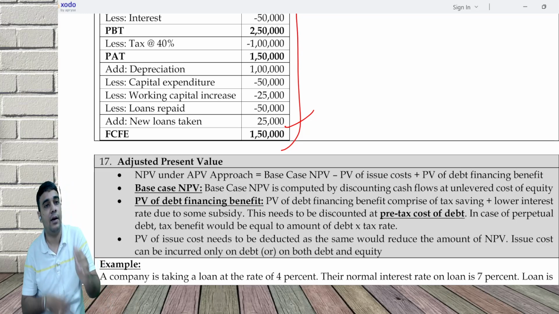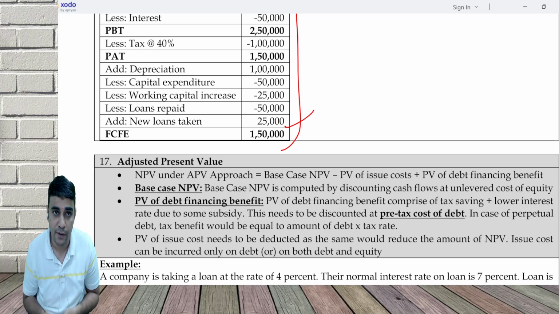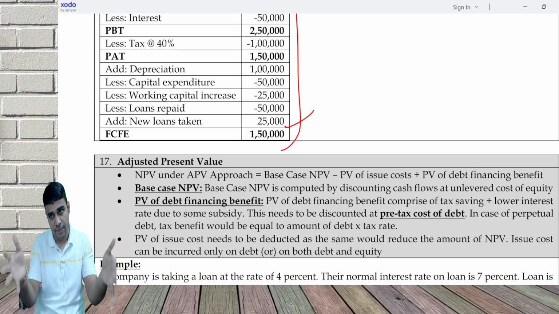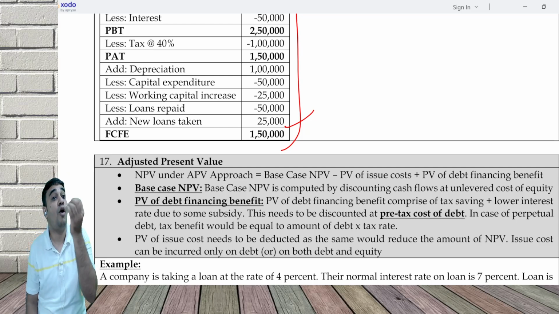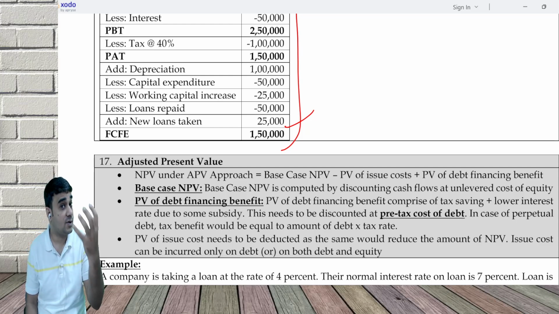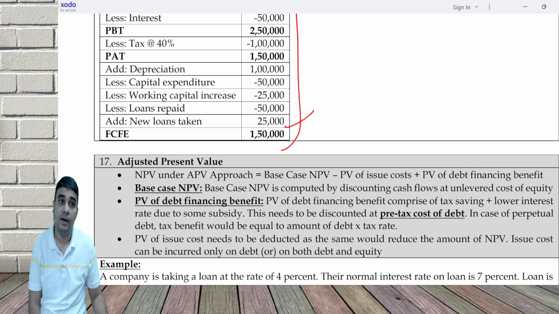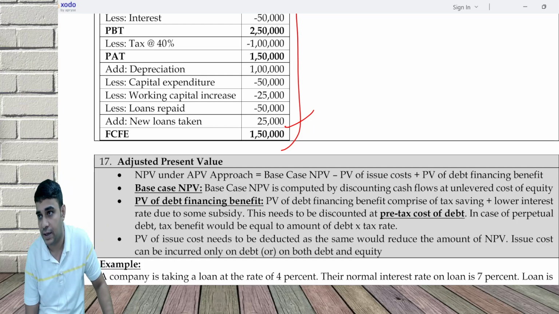Then they are saying, now I bring in the benefits of debt onto the project. See, on a standalone basis, the project is not good. But if you borrow money, because of the tax benefit, maybe the project becomes better. I'm not saying it will become better, but maybe the project becomes better.